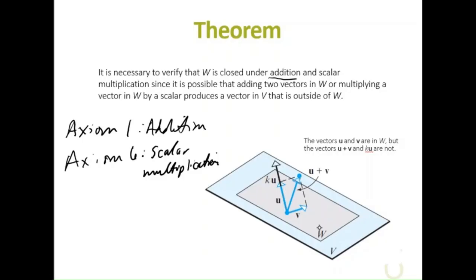And this diagram is showing you that it might not always be the case, so that's why it's important that you have to prove it. So axiom 1 and 6 are going to once again be predominant in importance for verifying this. So please make sure that you remember your axiom 1 and 6, right?